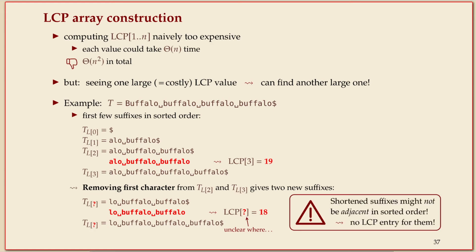And in a way, it gets worse than that. It's not even clear if there is any LCP value for this, because these two shorter suffixes might not be adjacent in the sorted order. Once you chop the first character off, there might be other things in between. And then there is no single LCP value corresponding to those two suffixes. But still, it's somewhat true, right? Even if there's things in between, they will also share this longest common prefix. So that's the key idea behind exploiting it.